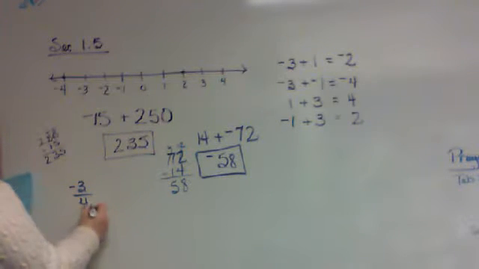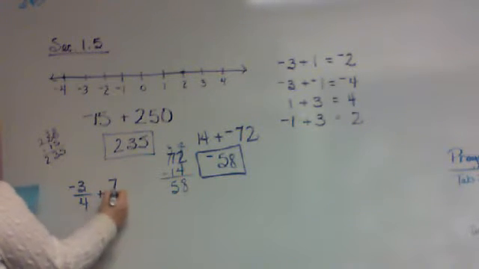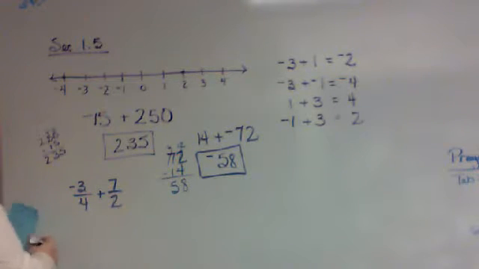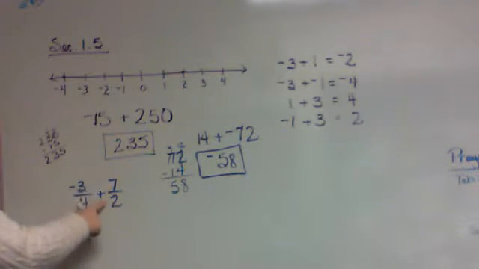Negative 3 over 4 plus 7 over 2. Like signs or different signs? That's right, they're different. Which one's bigger? I hope you said 7 over 2, because 7 over 2 is actually bigger than 1, and 3 over 4 is not. 2 goes into 7 3 whole times, so that's the big one.